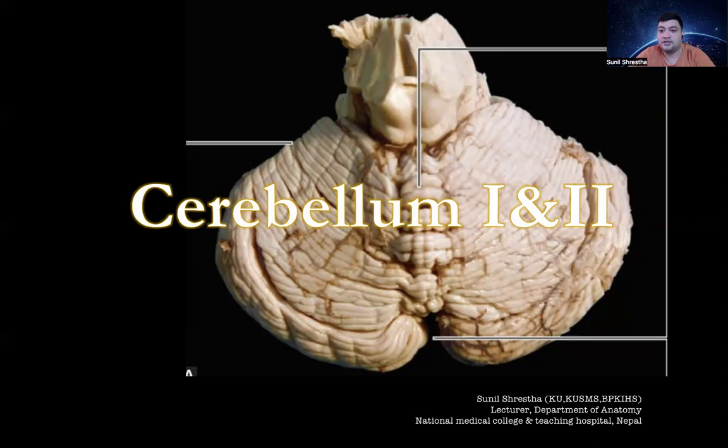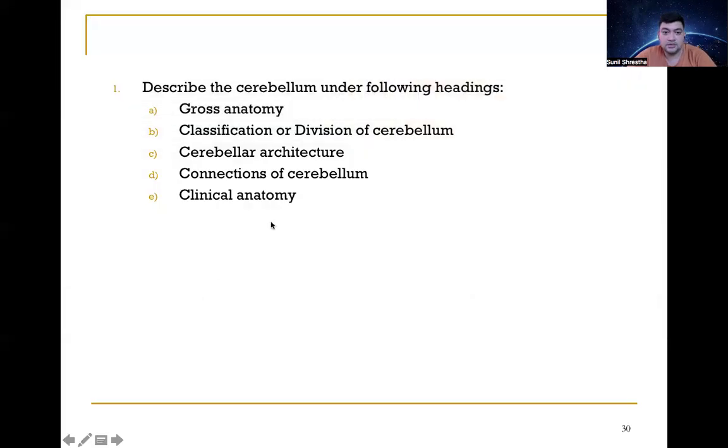Today we are learning the second part of the cerebellum, especially from the examination point of view. So, let's start with today's topic. Yesterday we discussed the gross anatomy and classification of the cerebellum, including its classification into three parts. Today we'll be discussing the cerebellar architecture, its connections, and the clinical anatomy associated with the cerebellum.